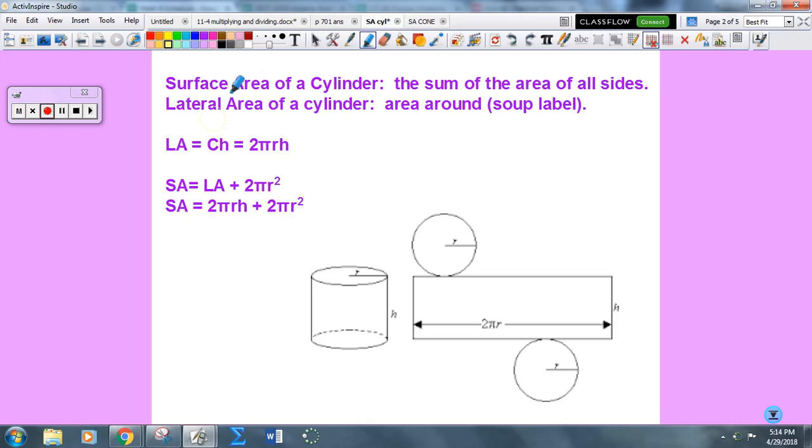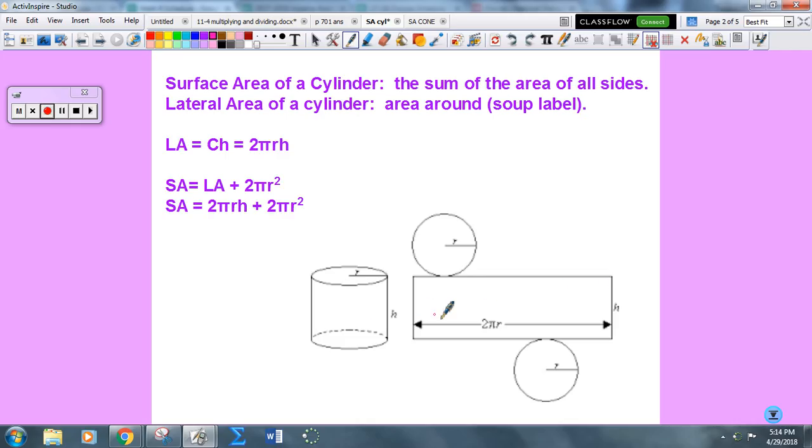Next, we're going to look at the surface area of a cylinder. So the surface area of a cylinder is the sum of all the areas of all the sides. The lateral area of a cylinder is the area around, so the soup label. So when I have a cylinder, I have the radius and the height. The soup label, when I unroll it, creates a rectangle.